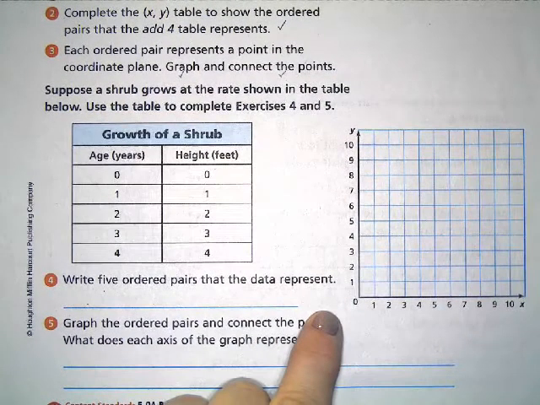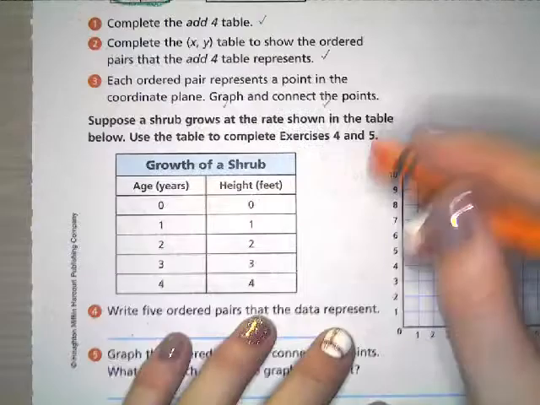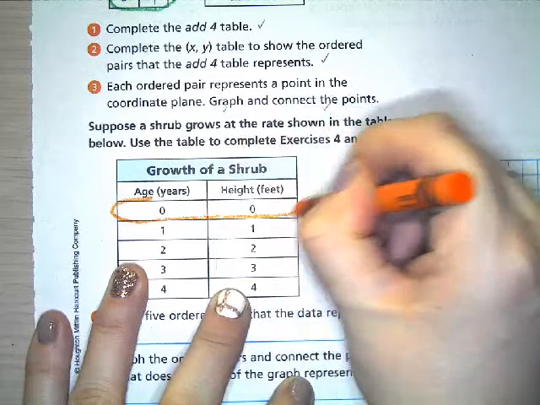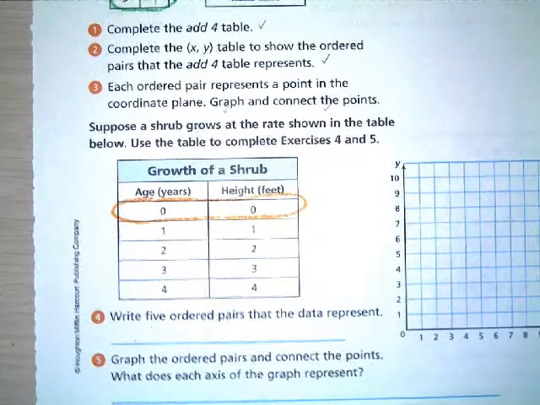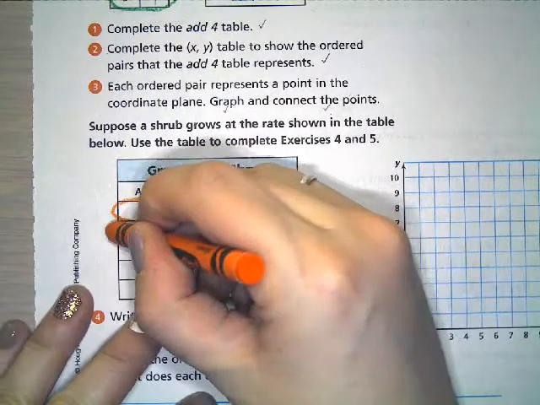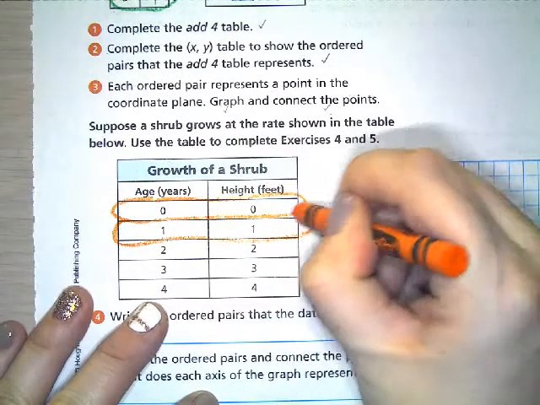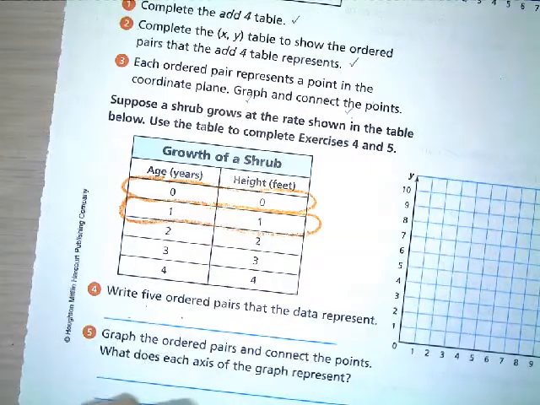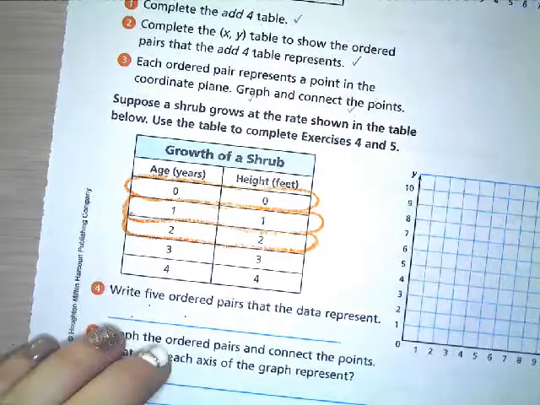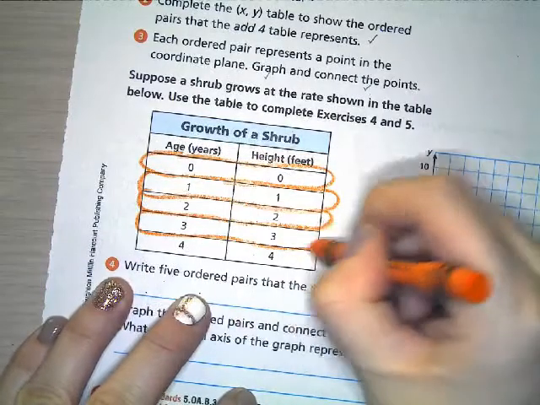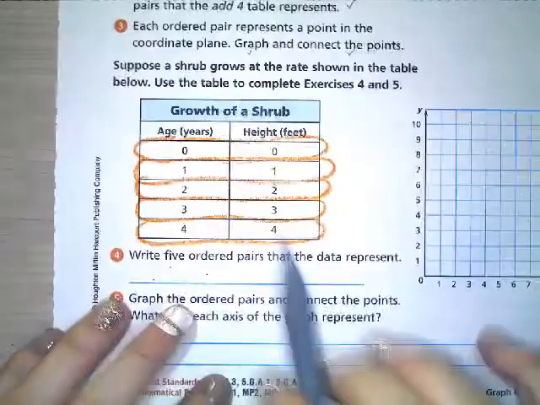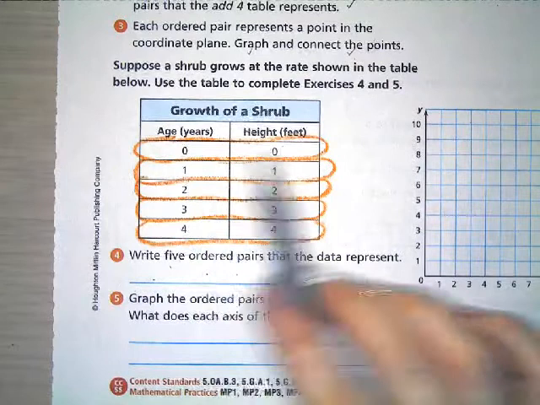Number 4 says, write 5 ordered pairs that the data represent. Will you take your orange this time? The ordered pairs are still horizontal. If I have not planted the shrub, it's not going to grow. 0, 0. That makes sense. If I plant a shrub and I wait for a year, it should be 1 foot tall. If I planted it and let it grow for 2 years, it should be 2 feet tall. These are the ordered pairs, going left to right.